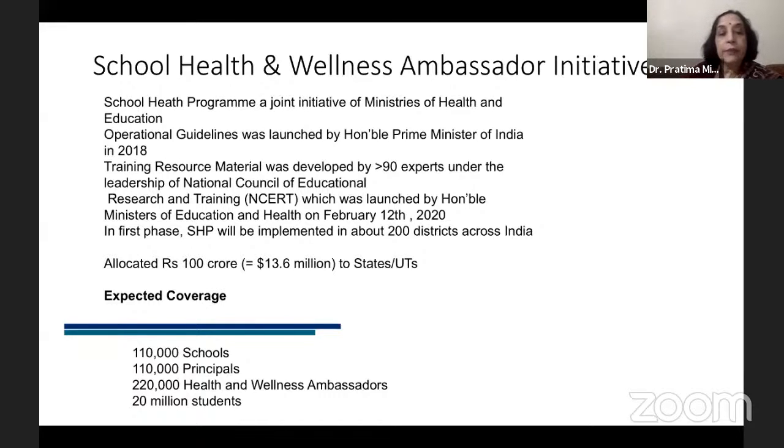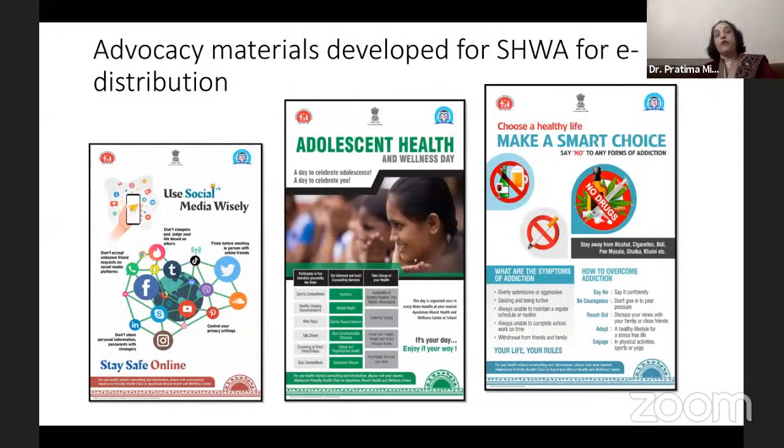And NCERT training was also launched by the minister on February 12th, 2020. This will be implemented in most of the schools, and the expected coverage is more than 1 lakh schools in the country. Even though COVID is there, this program is going on, and these trainings are continuing. The advocacy material for SHWA, the School Health Ambassador Program, has been developed, and this is being distributed to the students, again on the digital platform only.